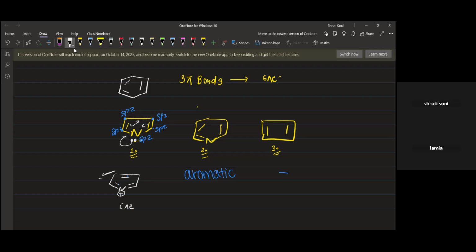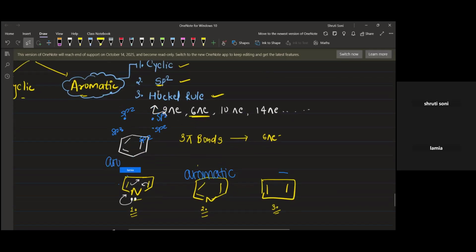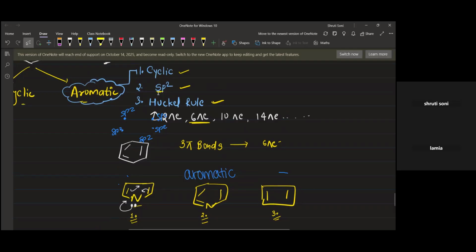Okay, so that's how we identify aromatic. And there is one more thing about Huckel's rule, that you can write that it follows 4n+2 pi electrons. Here, n can be 1, 2, 3, 4, anything. You note down this thing also.